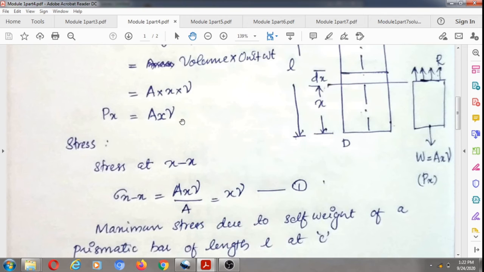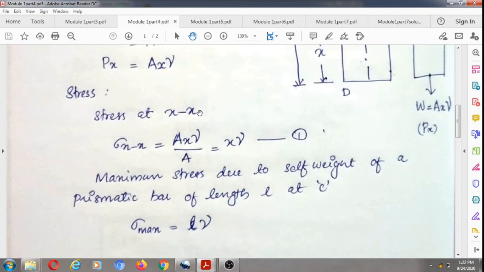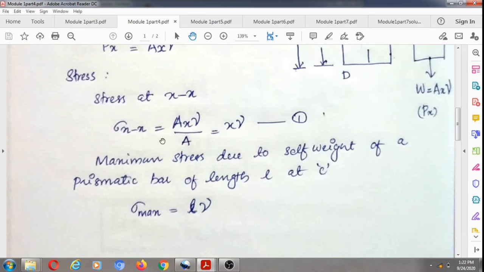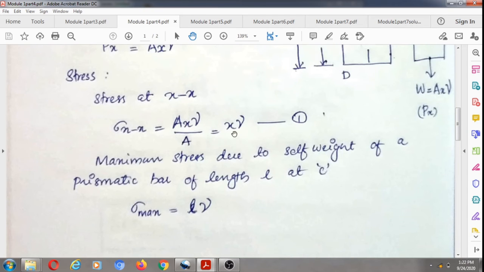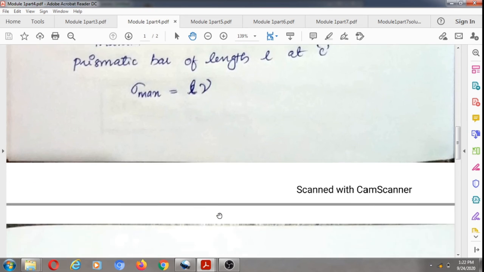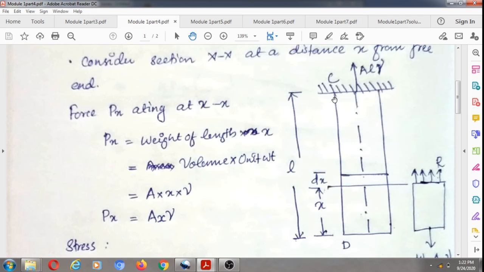Next you want to find the stress. Then we will get the force at this section x, and then you can find the stress. Therefore the stress is equal to P by A, that is A x gamma divided by A, that is x gamma. Then the maximum stress due to the self weight of the prismatic part of length L at C: stress is related to length. Therefore when x becomes maximum, the stress value is maximum. The maximum x value is possible up to L. Therefore L gamma is the maximum stress. That means that due to this weight, the maximum stress is produced at this point C.